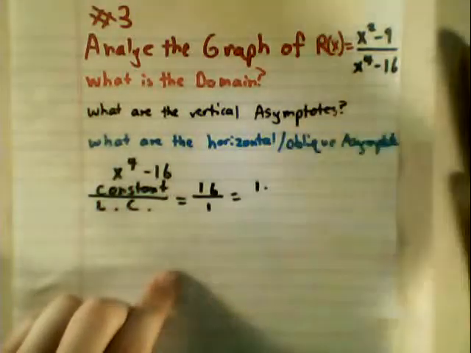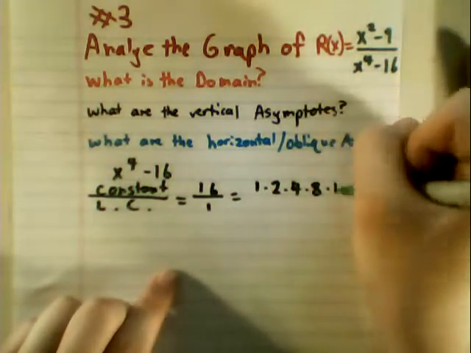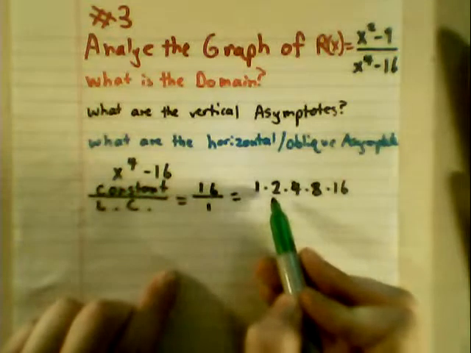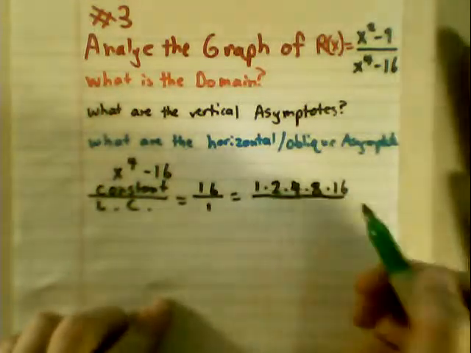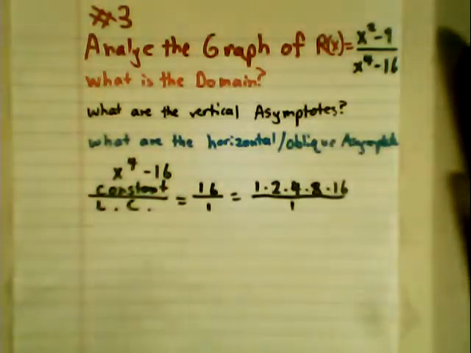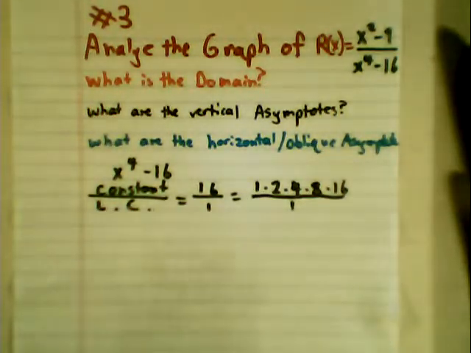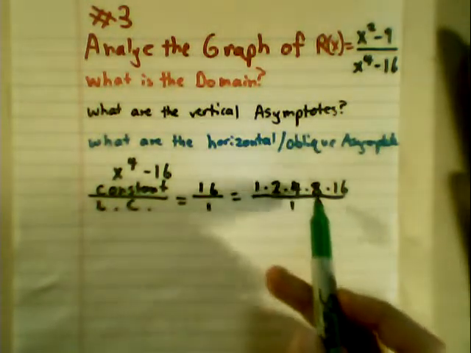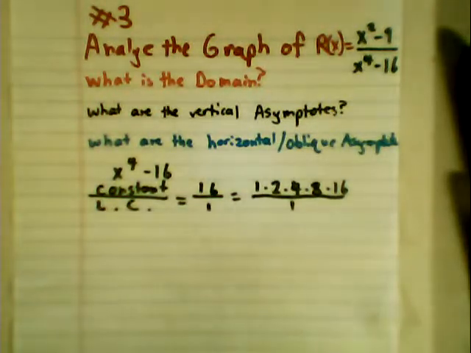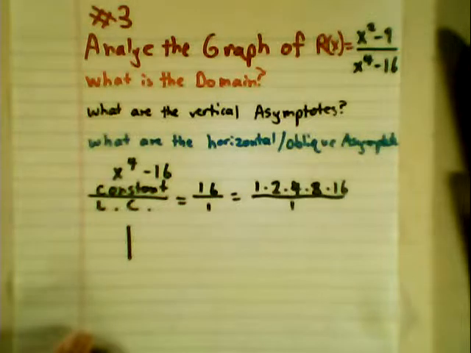So we have 1, 2, 4, 8, 16, because 1 times 16 gets you 16, 2 times 8 gets you 16, and then 4 times 4 gets you 16. And that's all divided by 1, because 1 is only divisible by itself. So now we would actually have to divide this out if it wasn't just a 1, but what we can do is just say plus minus 1, plus minus 2, plus minus 4, plus minus 8, plus minus 16. Those are the possible zeros.